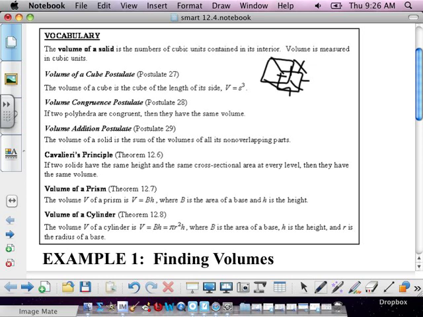All right, volume congruency postulate. If two polyhedrons are congruent, then they must have the same volume. So if you have two cubes that are the same, they have to have the same volume inside. Volume addition postulate: the volume of a solid is the sum of the volumes of its non-overlapping parts. So if I put two things together, and let's say these fit perfectly one on top of the other, the volume would be both of them added together. That's not overlapping.